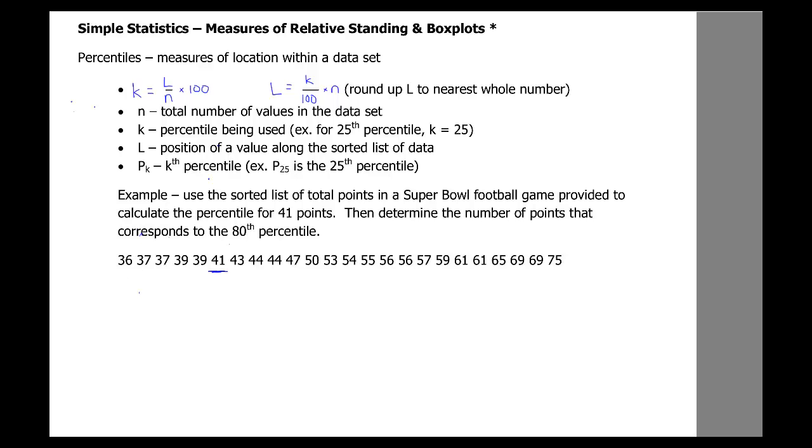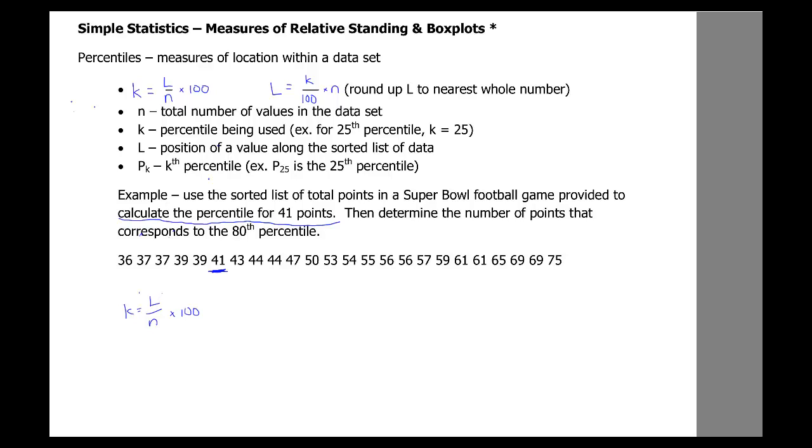So the first problem is to calculate the percentile for 41 points. And you'll see in the list I have 41 underlined already. And we need to know how far into the list is 41. Okay. So since we want the percentile, we're solving for k. We need to know what L and N are in order to solve our equation for k.